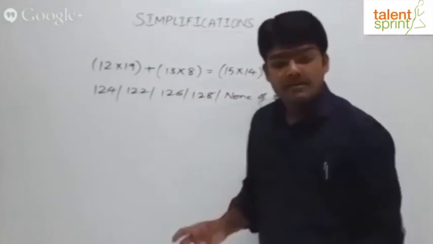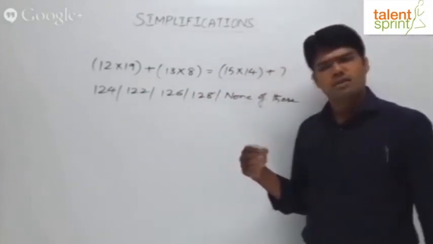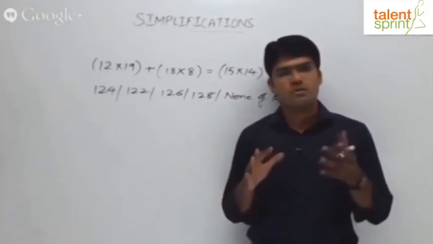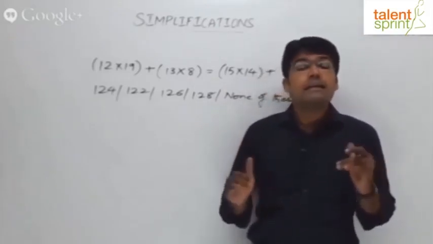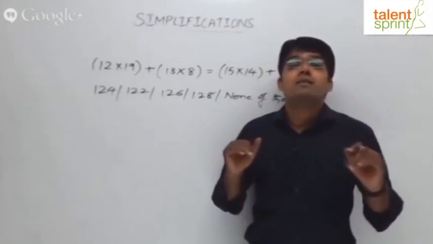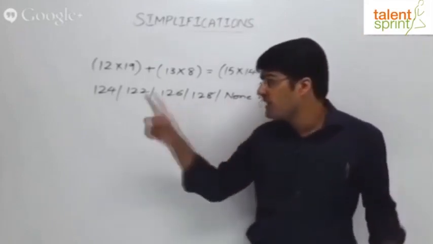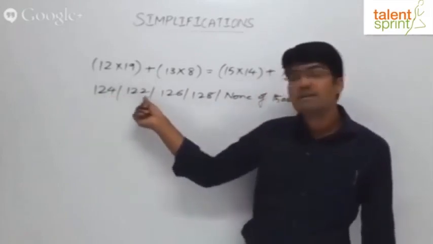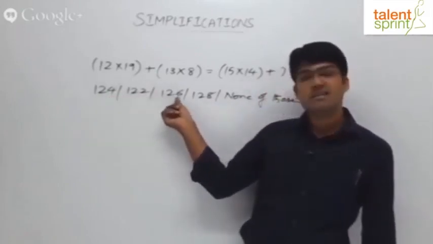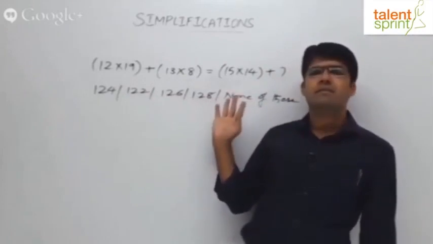Now, let me tell you friends, because the fifth option is none of this, unit space digit is actually not going to work. That may not help you in getting the right answer. But then definitely you'll be able to eliminate some of the answer options here. I'll tell you the reason. If you really look at the options here, first answer ends with 4, second answer ends with 2, third answer ends with 6, fourth one ends with 8, fifth one is none of this.